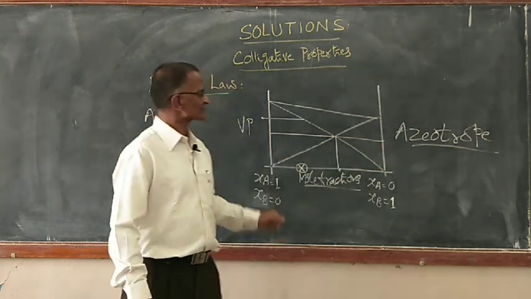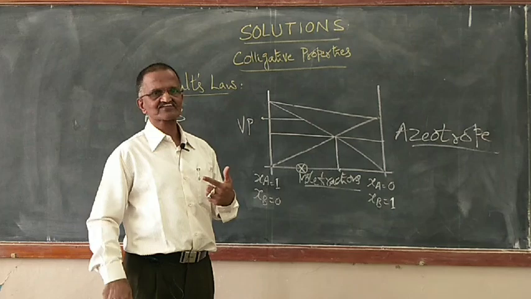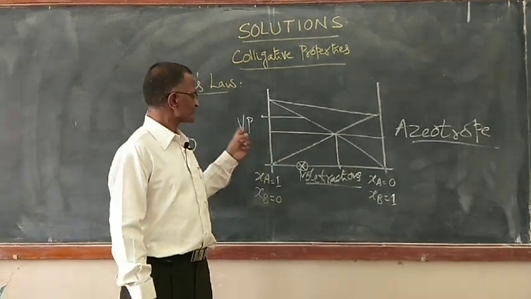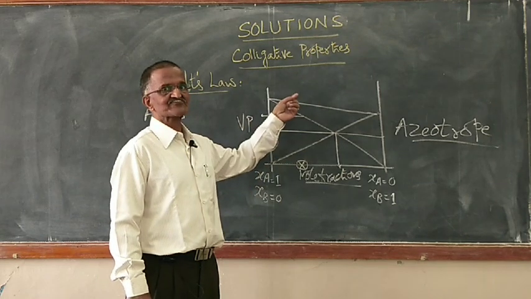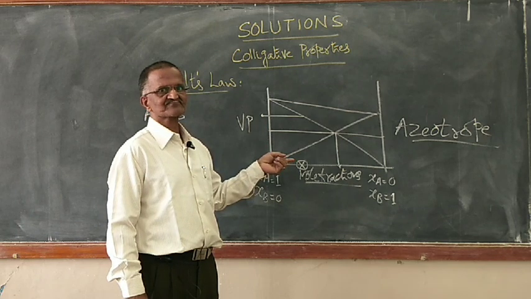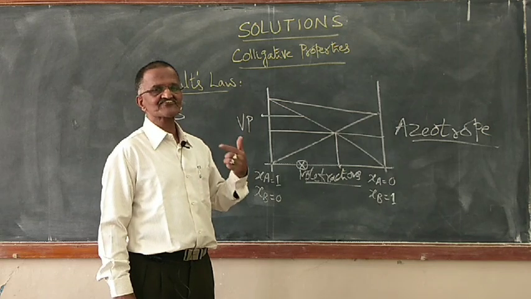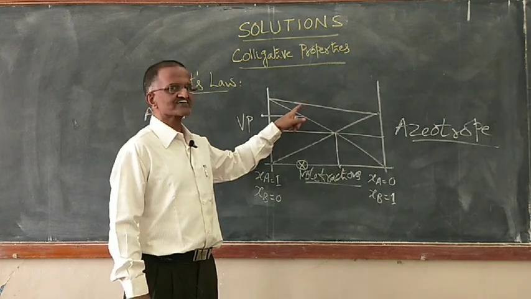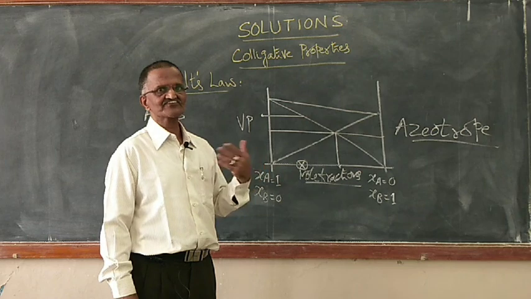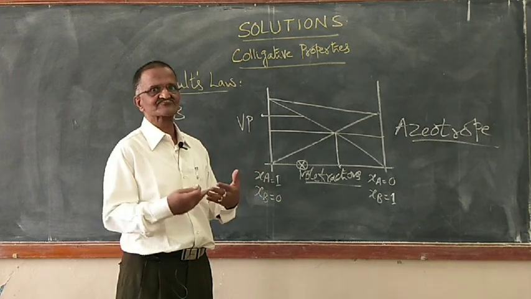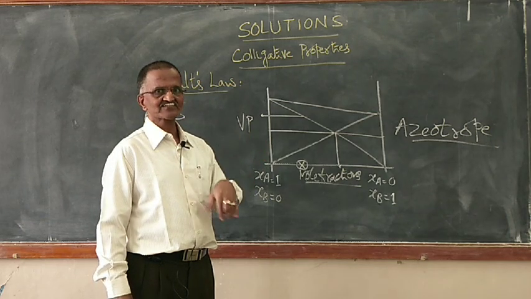Right? Now, yesterday we further understood positive deviation and negative deviation. When is there positive deviation? When repulsions are there between A and B, the observed vapor pressure will be more than the expected pressure. In the same way, when is there negative deviation? If the attractive forces between A and B are stronger, the observed total vapor pressure will be less because of the attractive forces. So that means the deviation is because of either attractive forces or repulsive forces.